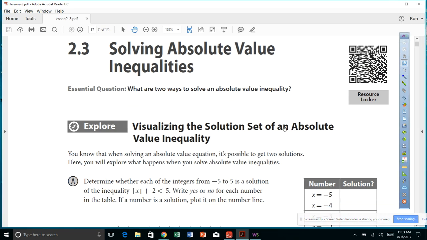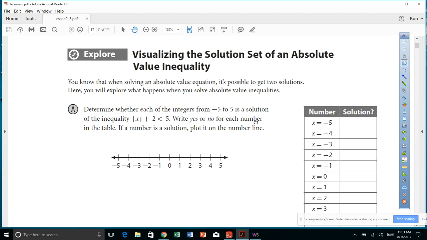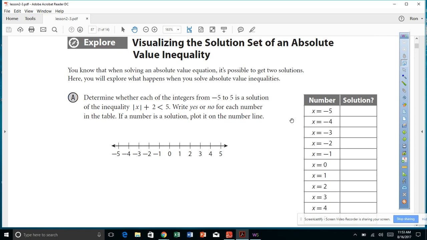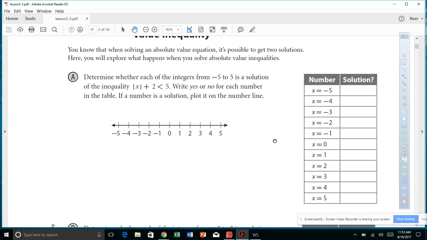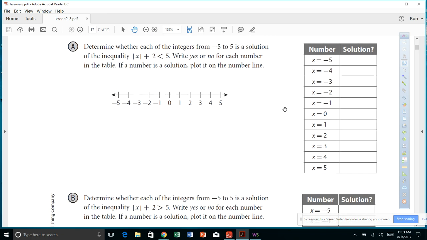Visualizing the solution set of an absolute value inequality. You know that when solving an absolute value equation, it's possible to get two solutions. Here you will explore what happens when you solve absolute value inequalities. Determine whether each of the integers from -5 to 5 is a solution of the inequality, the absolute value of x plus 2 is less than 5. Write yes or no for each number.